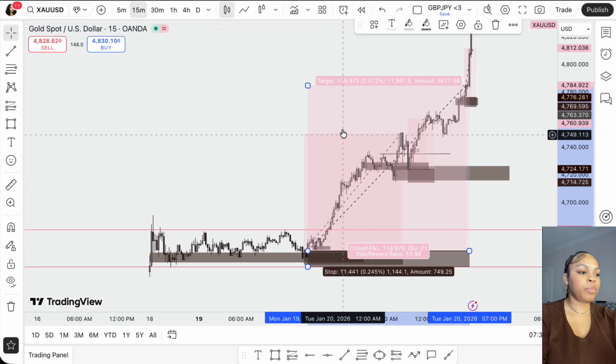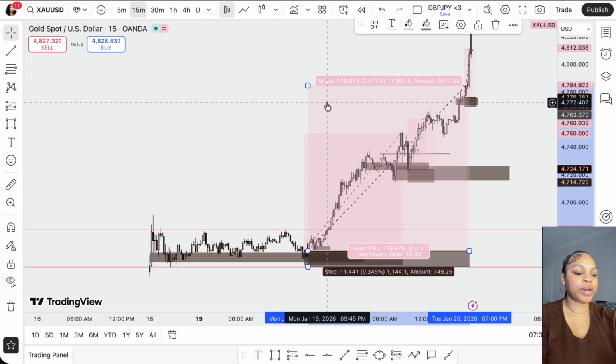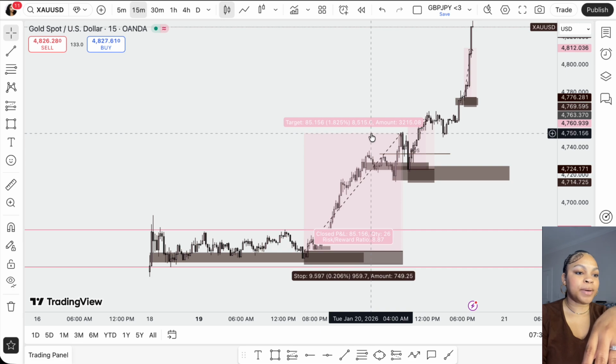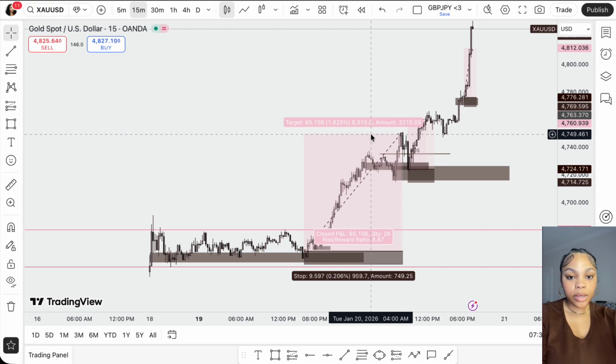But I decided that I wanted to get out of this trade at 47.50, which is where I set my TP. I wanted a round number, and I knew that gold was going to continue up. I'm not going to say I knew that gold was going to continue up. Gold was showing me that it wanted to continue up. But I didn't know how far it was going to go until it became exhausted.